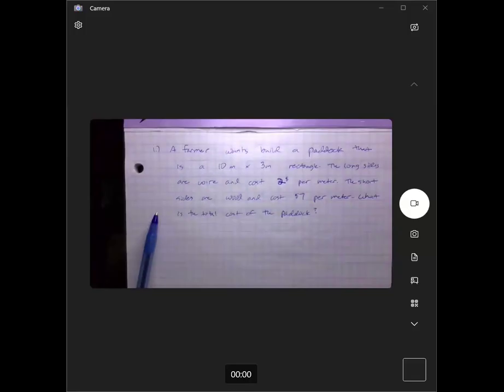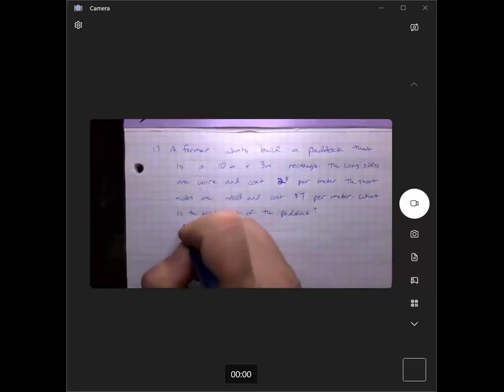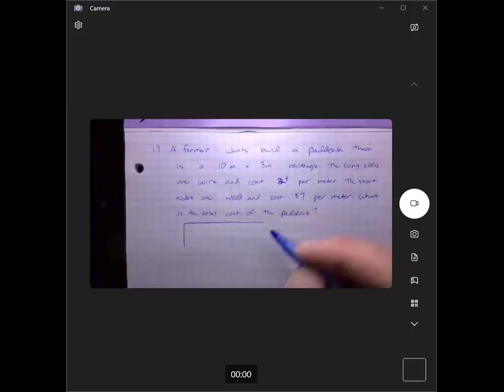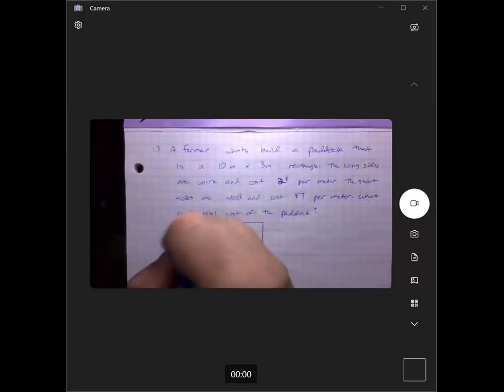So what we're basically doing here is we're going to convert this word question into a mathematical expression that we can then evaluate to answer the ultimate question: what is the cost of the paddock? And it often helps when possible to draw a picture. So I'm going to draw a picture here. Okay. There's the paddock. This is 3 meters, and this is 10 meters.